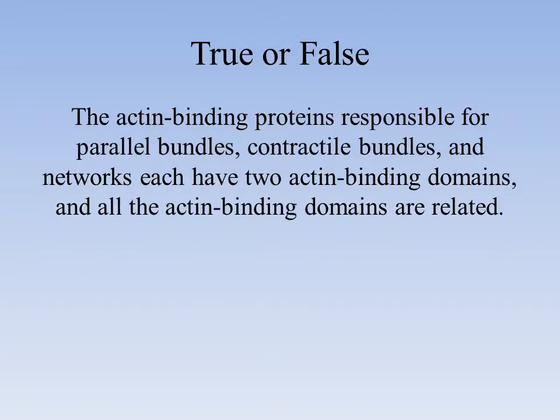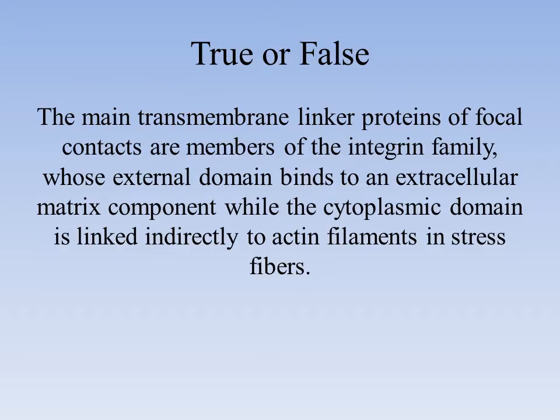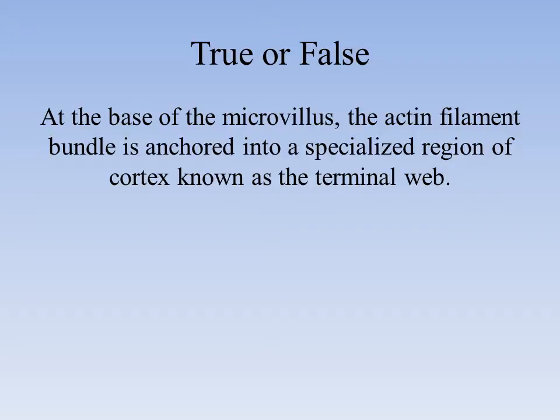The actin bundling proteins responsible for parallel bundles, contractile bundles, and networks each have two actin binding domains, and all the actin binding domains are related. I think that's true or false. The main transmembrane linker proteins of focal contacts are members of the integrin family, whose external domain binds to an extracellular matrix component, while the cytoplasmic domain is linked directly to actin filaments in stress fibers. True or false? True or false, at the base of the microvillus, the actin filament bundle is anchored into a specialized region of cortex known as the terminal web.